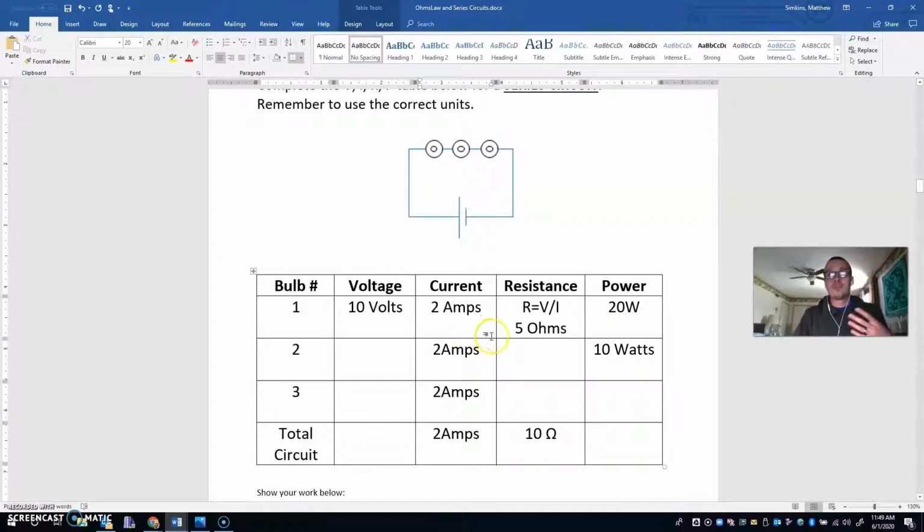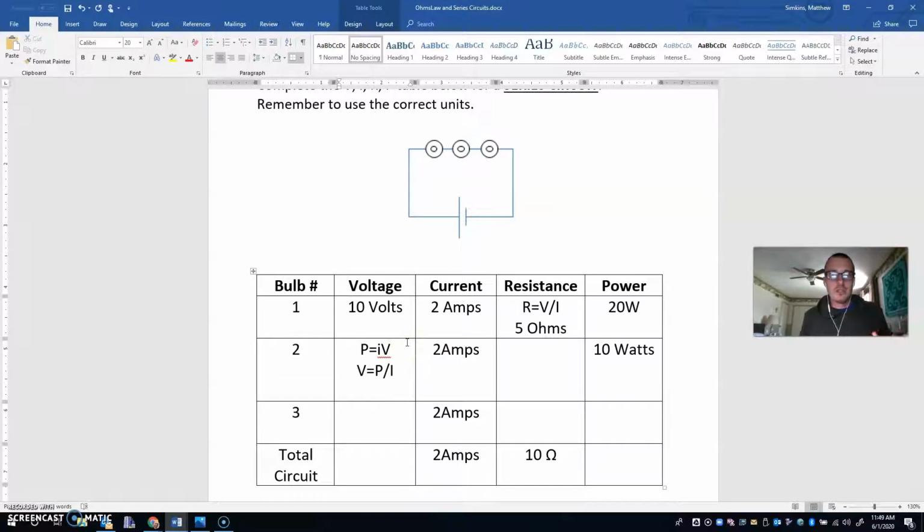And now you can see the puzzle starts to be unlocked a little bit, right? Because here we have P and I, and we know that P equals IV. So that means that V equals P divided by I, which means if I want to solve for voltage, I just do 10 divided by 2, or 5 volts. Sweet. So if you missed that, pause the video, go back a couple seconds, and listen to what I just said again. You should slow down if you need to.